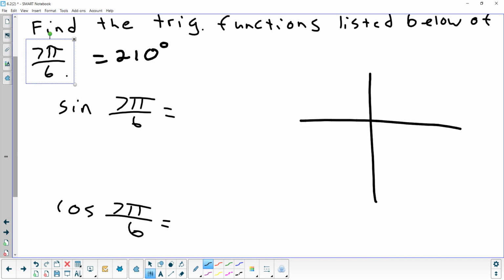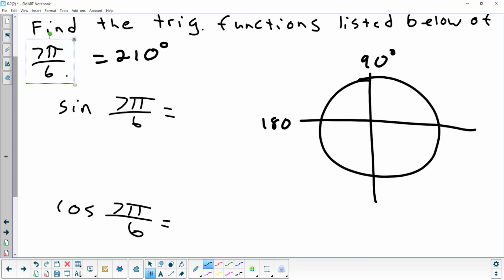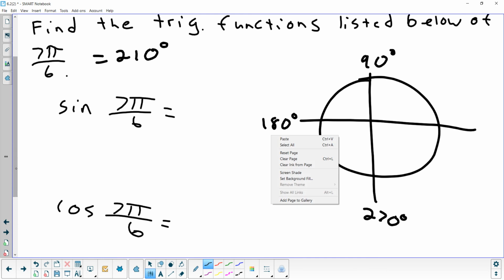So now, let's think about where that is. Is 210 a multiple of 45 or 30? That's a multiple of 30, which means it's not right in the middle. It's closer to one of the axes. In this case, 210 is a lot closer to 180 than it is to 270. So let's put it right here. Make our triangle. Short side.